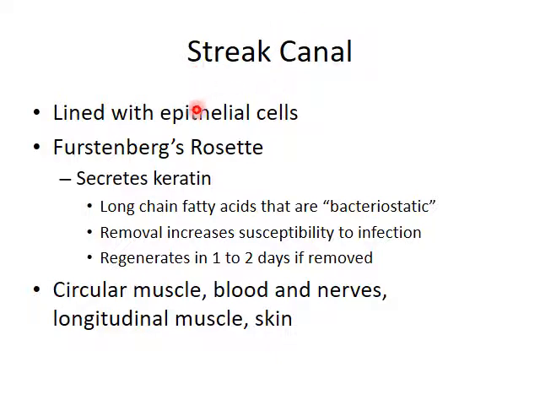So the teat canal, the exit in the teat, is lined with epithelial cells. Furstenberg's rosette sits at the top. That's going to secrete keratin. These are long chain fatty acids that have bacteriostatic characteristics. That means they will stop the bacteria from growing or multiplying, but they won't kill it. So bacteria do get engulfed in that keratin. They're going to stop growing, which is a real plus.